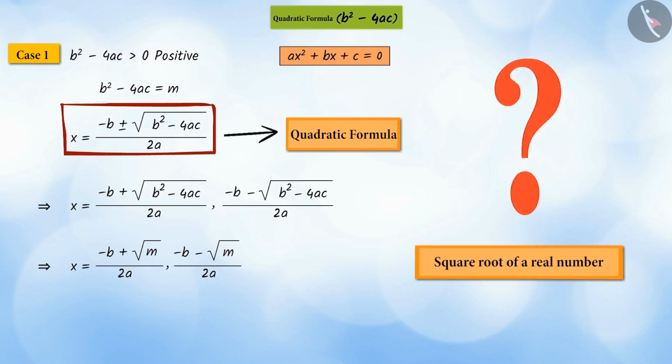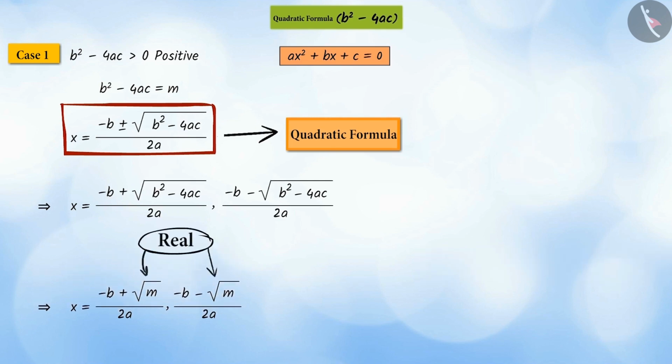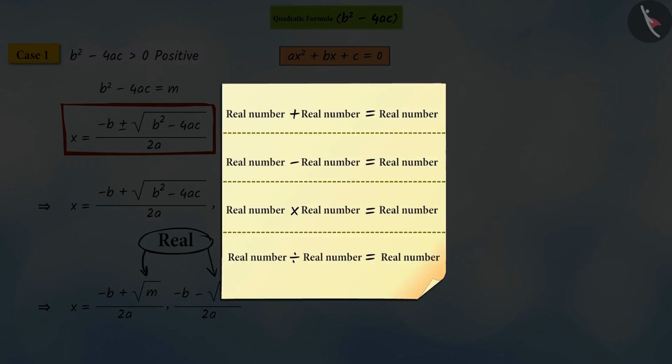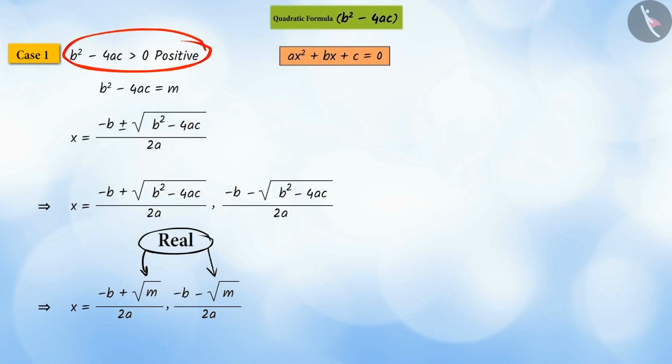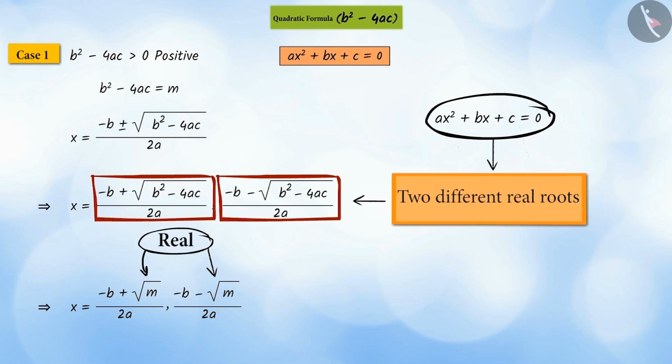Can you say what is the square root of a real number? Absolutely right. The square root of a real number will be a real number. And we know that adding, subtracting, multiplying or dividing any real number with a real number always gives a real number. So b square minus 4ac being larger than 0, that is being positive, you can say that the quadratic equation will have two unequal real roots.